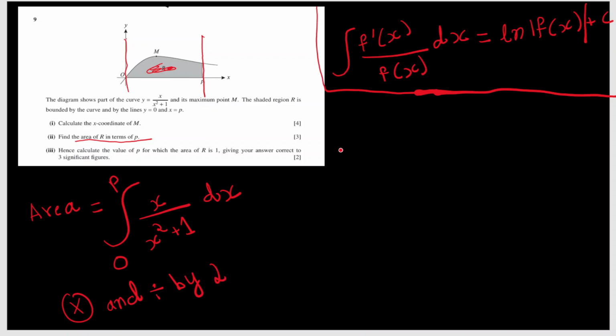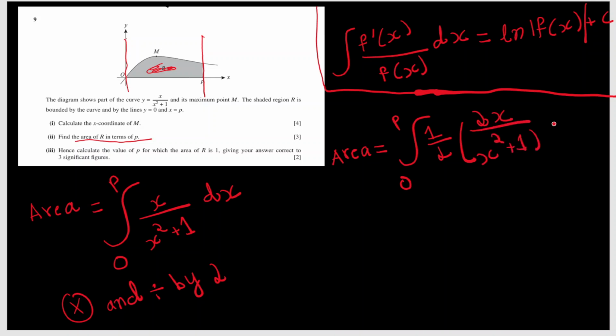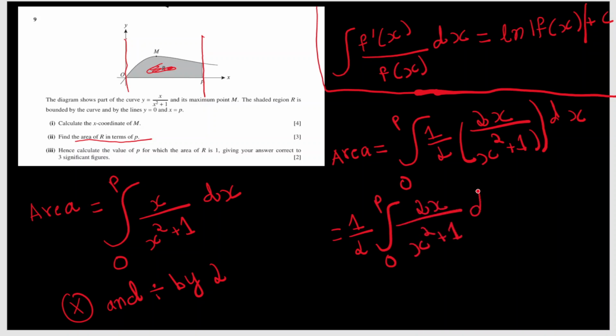So we have area is equal to the integral from 0 to p of 1 over 2 into 2x over x square plus 1 dx. And as we know that 1 over 2 is a constant, we can take it out of the integral. So this is going to be 1 over 2 times the integral from 0 to p of 2x over x square plus 1. But hey, now see what has become.